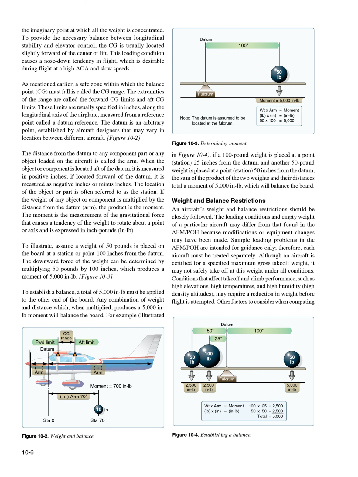These limits are usually specified in inches, along the longitudinal axis of the airplane, measured from a reference point called a datum reference. The datum is an arbitrary point, established by aircraft designers, that may vary in location between different aircraft. Figure 10.2. The distance from the datum to any component part or any object loaded on the aircraft is called the arm. When the object or component is located after the datum, it is measured in positive inches. If located forward of the datum, it is measured as negative inches or minus inches.